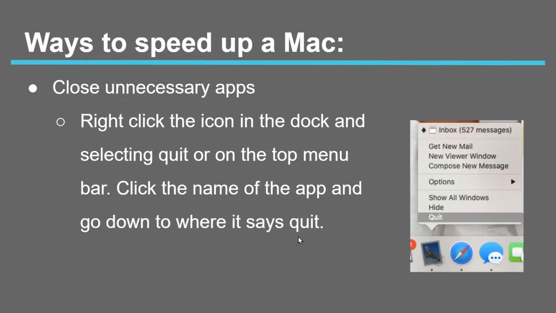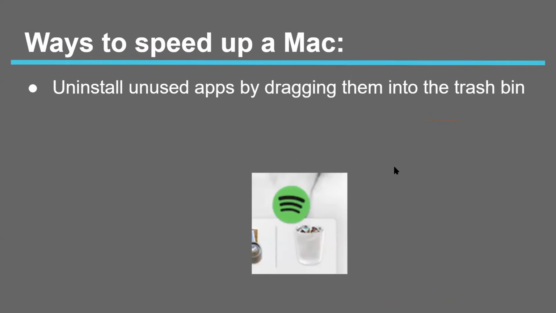You can also close unnecessary apps. Right-click the icon in the dock and select Quit, or on the top menu bar, click the name of the app and go down to where it says Quit. You just click Quit. You can also uninstall unused apps by dragging them into the trash bin. So you click on it, drag, and drop it over to the trash bin.